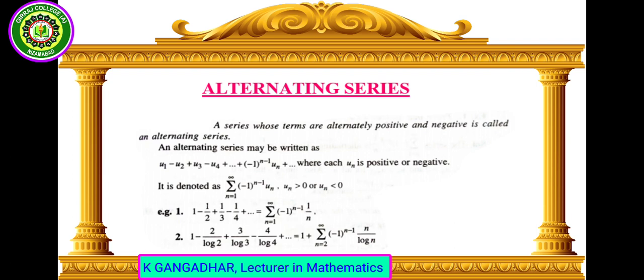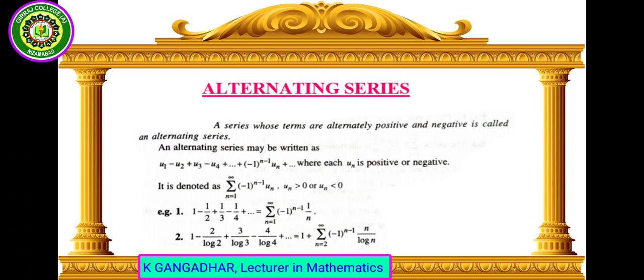So it is denoted by sigma n equal to 1 to infinity (-1)^(n-1) u_n. So for example, 1 minus 1 by 2 plus 1 by 3 minus 1 by 4 plus so on. So in sigma notation, sigma n equal to 1 to infinity (-1)^(n-1) into 1 by n. Next example, 1 minus 2 by log 2 plus 3 by log 3 minus 4 by log 4 plus so on.